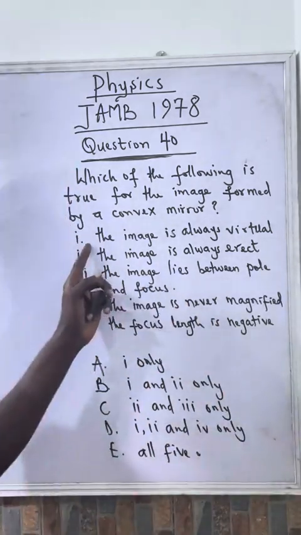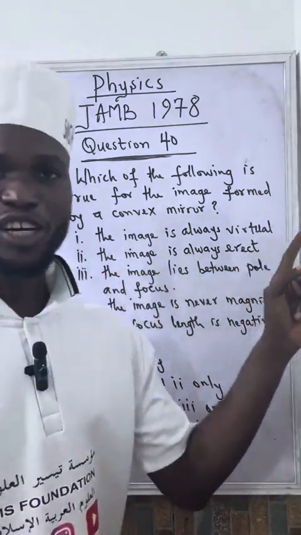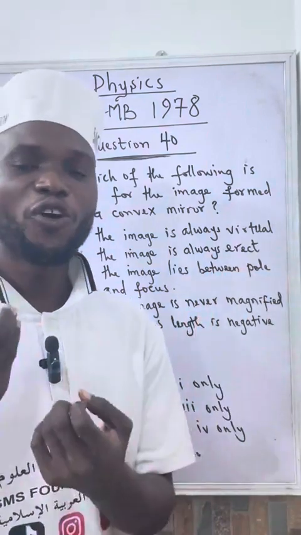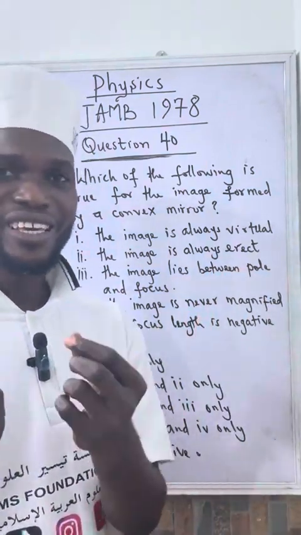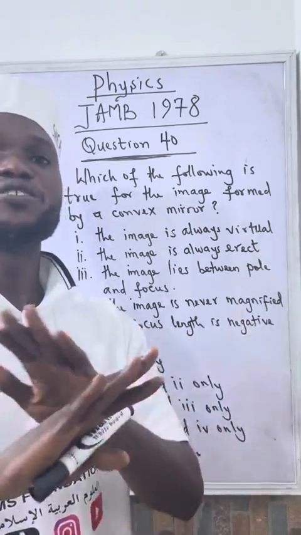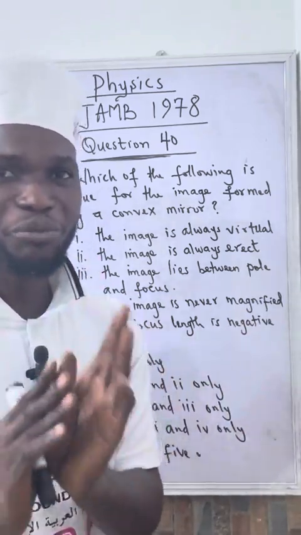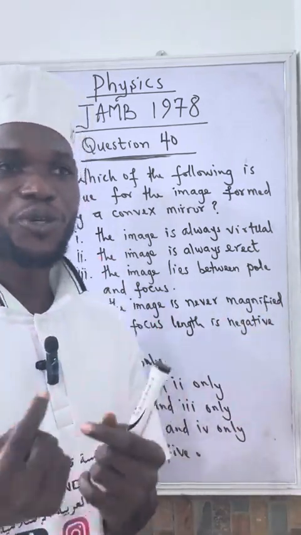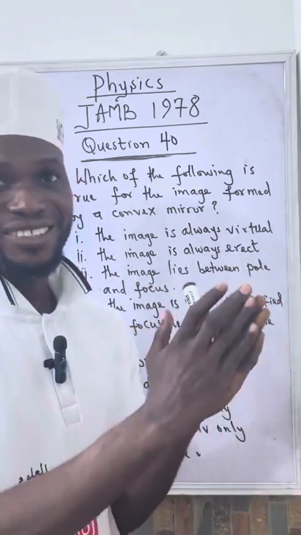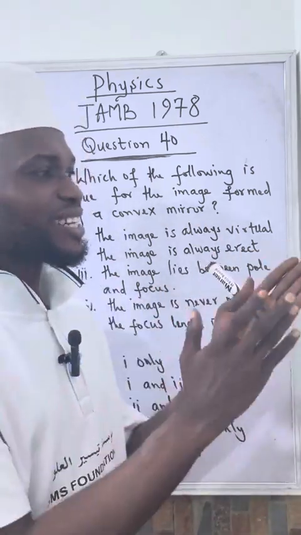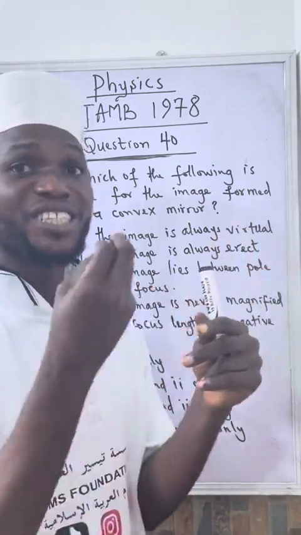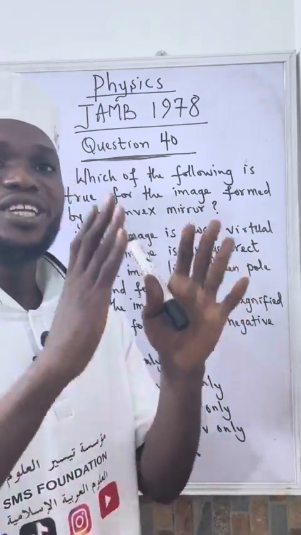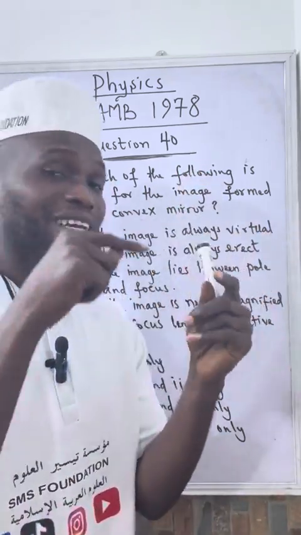The first one is that the image is always virtual. That is very correct. The image formed by a convex mirror is always virtual, that is, it's not a real image. Why do we call it virtual? Because it cannot be caught on a screen. Any image that cannot be caught or displayed on a screen is known as a virtual image. So we can only see it virtually in the mirror.